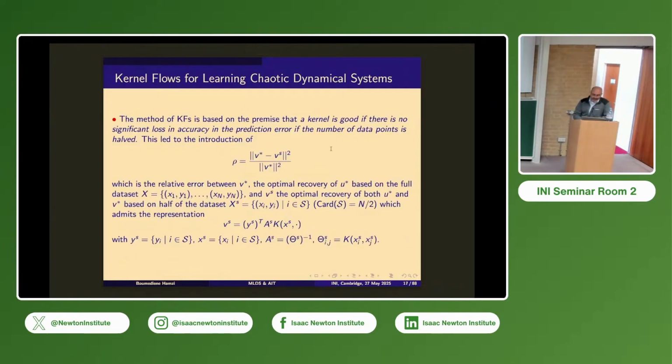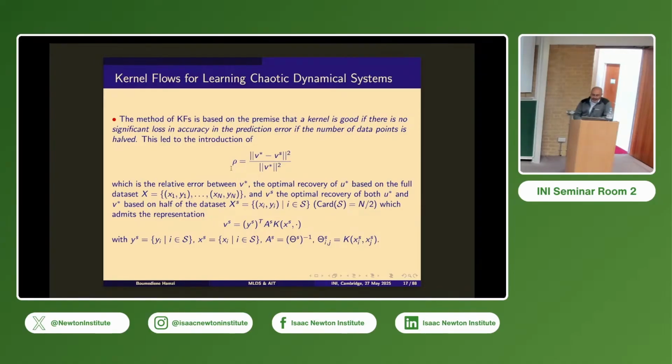The method of kernel flows is based on the following premise: a kernel is good if there is no significant loss in accuracy in the prediction error if the number of data points is halved. That's the key somehow. That led me to start thinking about compression and AIT and Kolmogorov complexity. Because what we are saying is that if we reduce the number of data that we are using, then there is no significant loss in accuracy. Which means it's possible to compress the data to a certain number without losing accuracy. So in practice, this is how kernel flows is used.